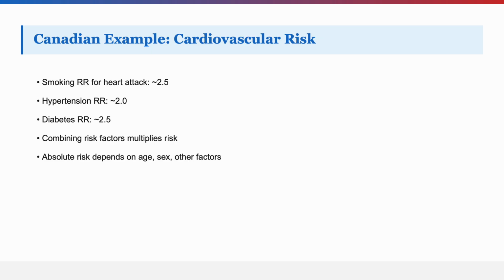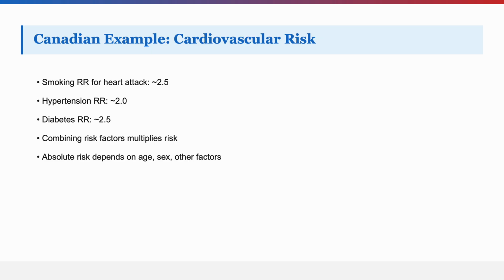But remember, relative risk doesn't tell the whole story. A 30-year-old woman with RR of 12 for heart attack is still at low absolute risk because her baseline risk is tiny. A 70-year-old man with RR of 2 might have higher absolute risk because his baseline is substantial. The Framingham Risk Score and its Canadian adaptations estimate 10-year cardiovascular risk using age, sex, blood pressure, cholesterol, smoking, and diabetes. This absolute risk guides treatment decisions. We treat high absolute risk more aggressively.